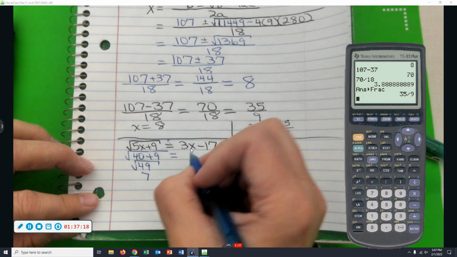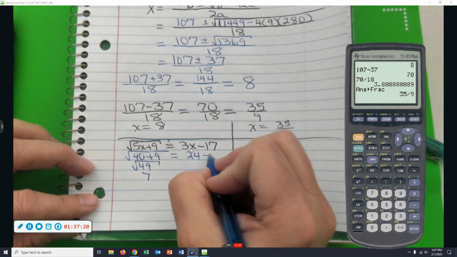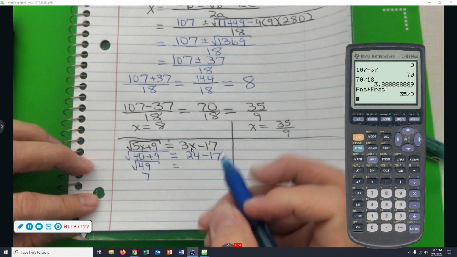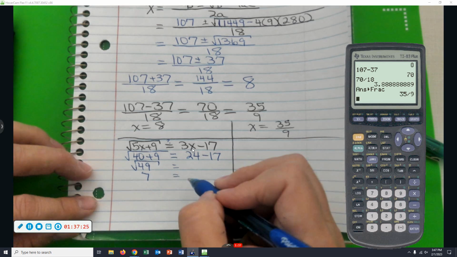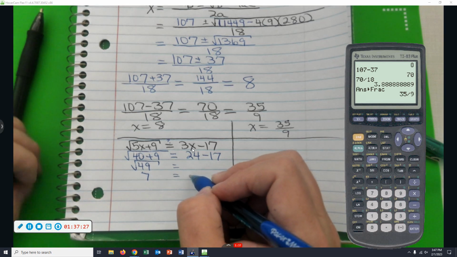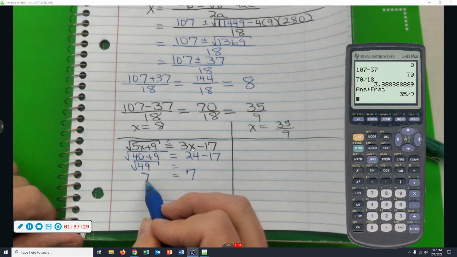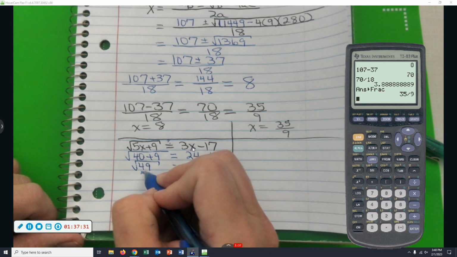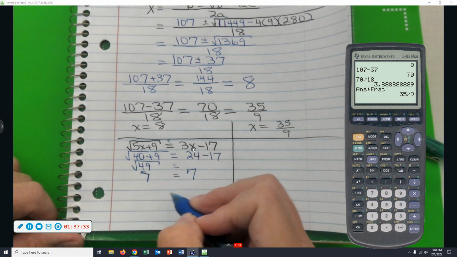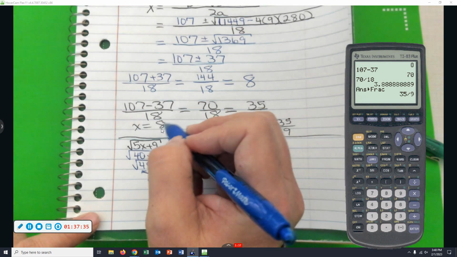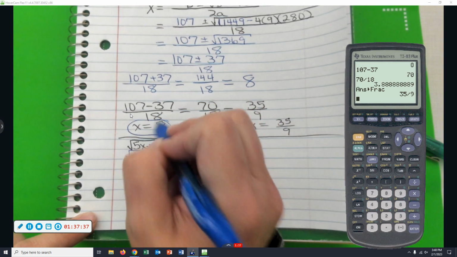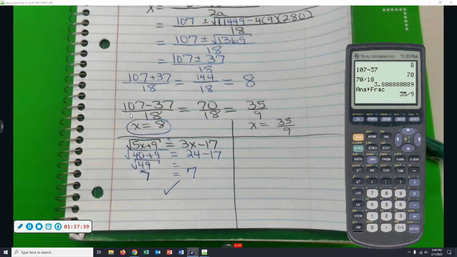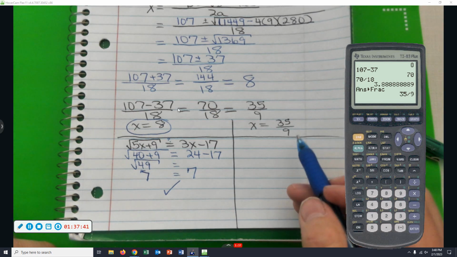3 times 8 is 24, minus 17. 24 minus 17, what does that equal? 7. Does 7 equal 7? Yes, it does. 8 checks. Now 35 ninths.